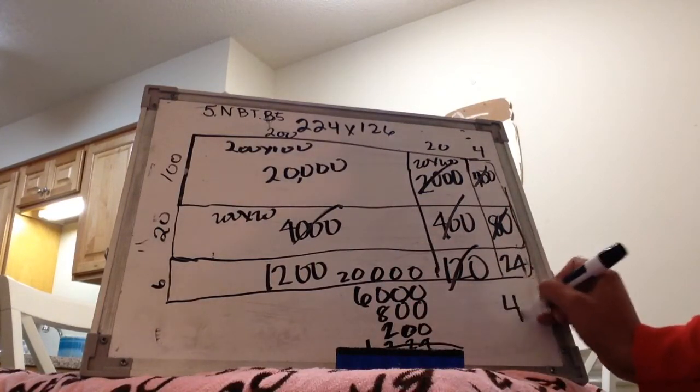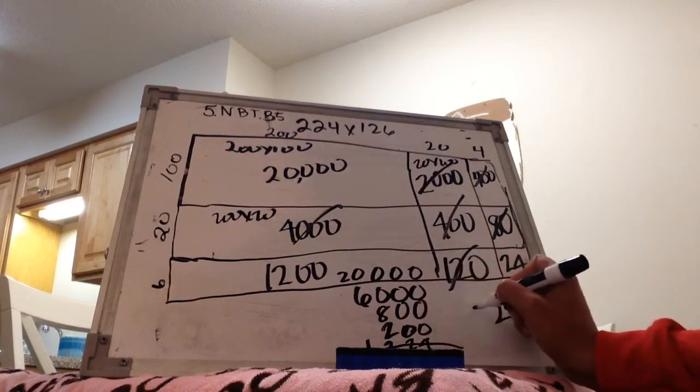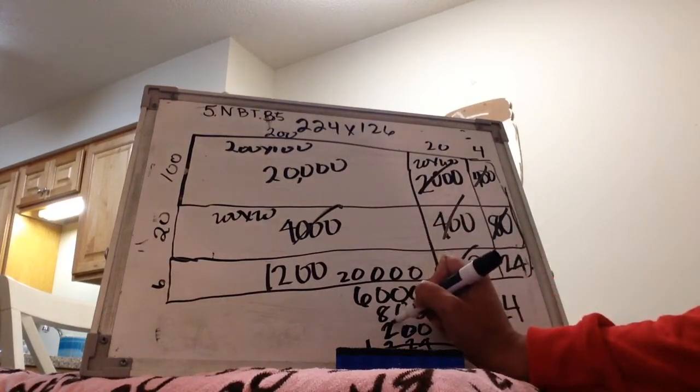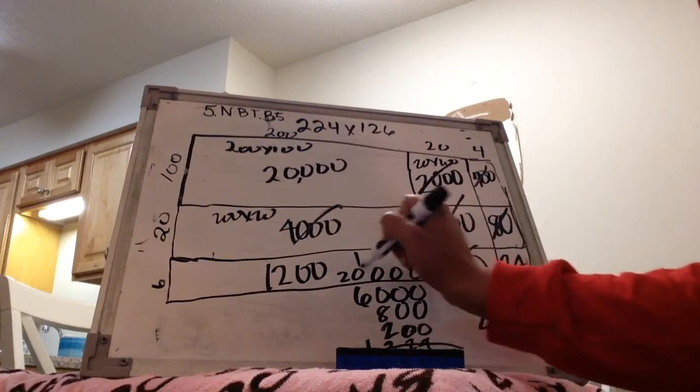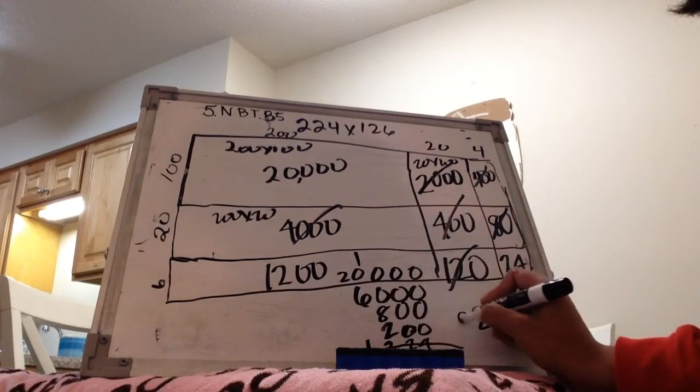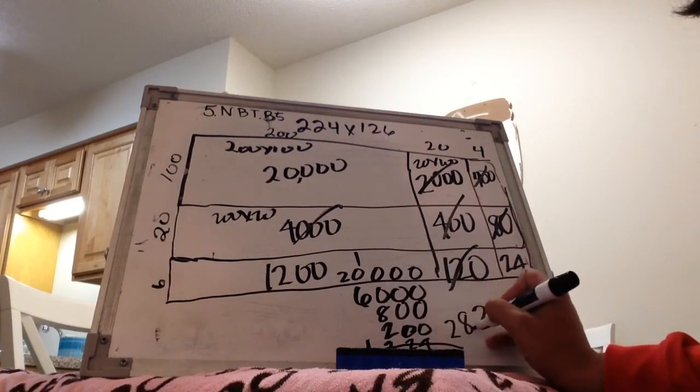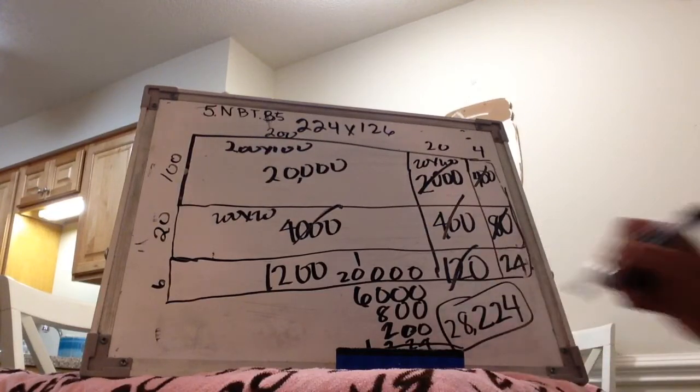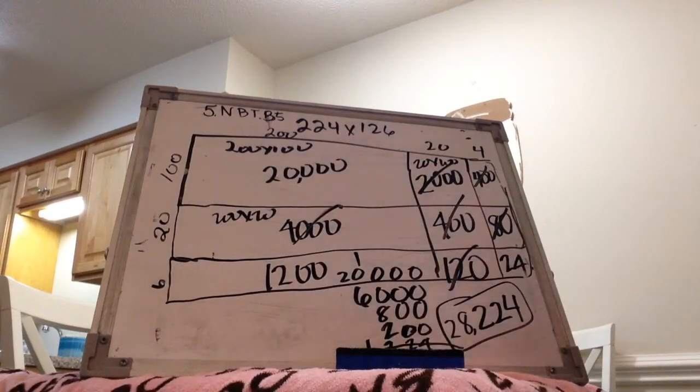So that would be 4, 2, 8 plus 2 is 10, plus 2 more is 12. 6, 7, 8, 28,224. So how do I know that I'm right?